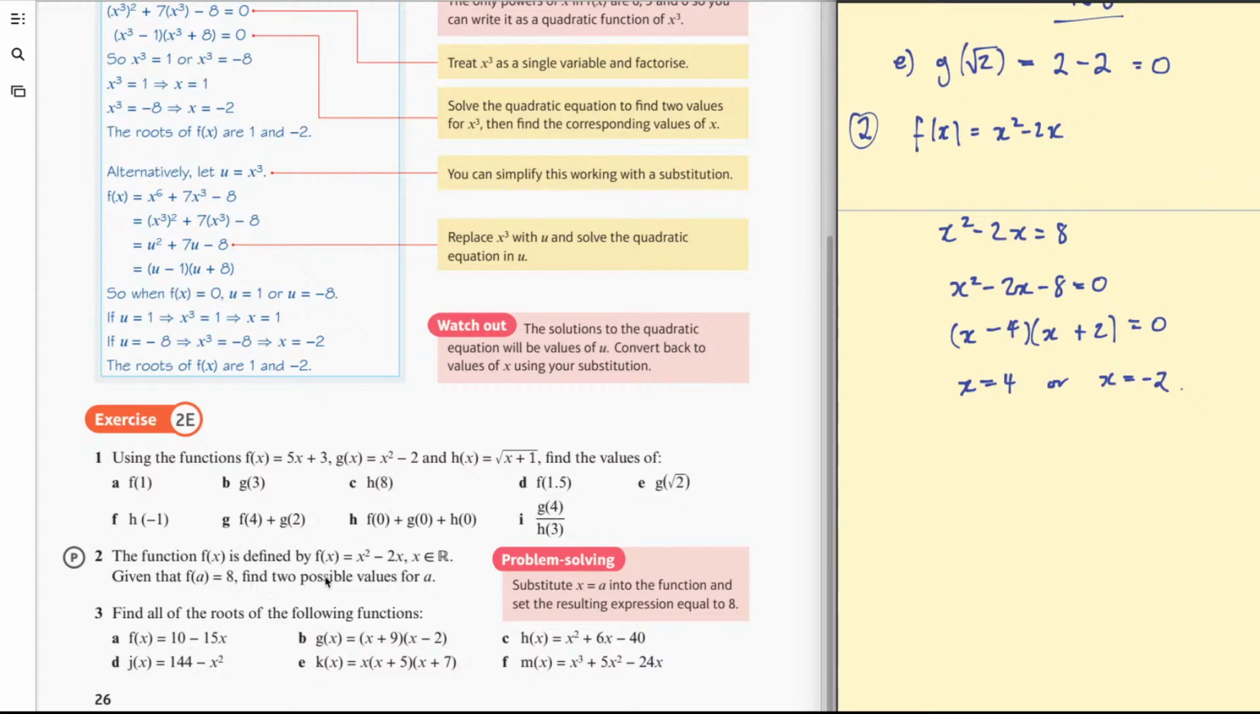And the question said, find two possible values of a. Try not to get confused. Like here we're saying the values of x are these things. We've still found the values of a, right? This is like representing some values for x when this function equals 8. So a then can equal 4 or negative 2.